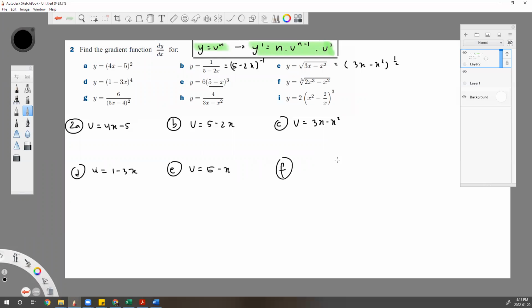And F. 3 power 3 power 3. So I have to change this first. So 2x cubed minus x squared power 1/3, right? Because this is cube root. So the u will be 2x cubed minus x squared. Done.